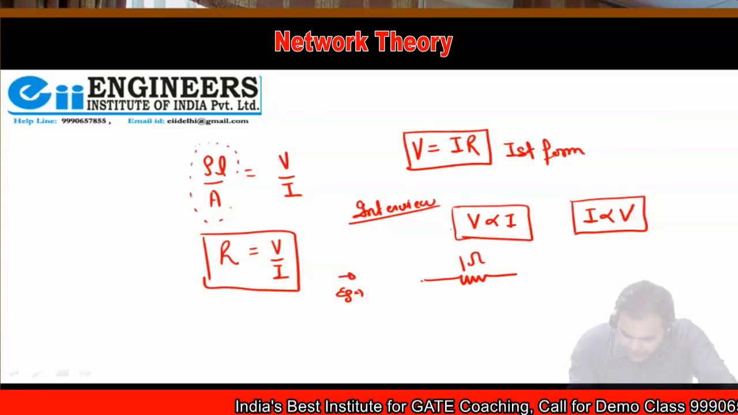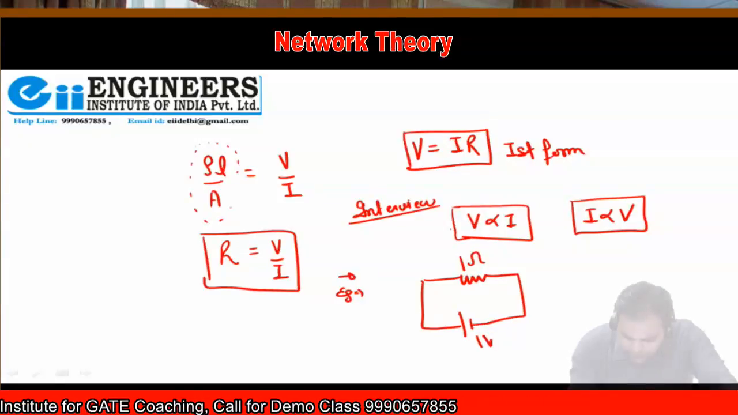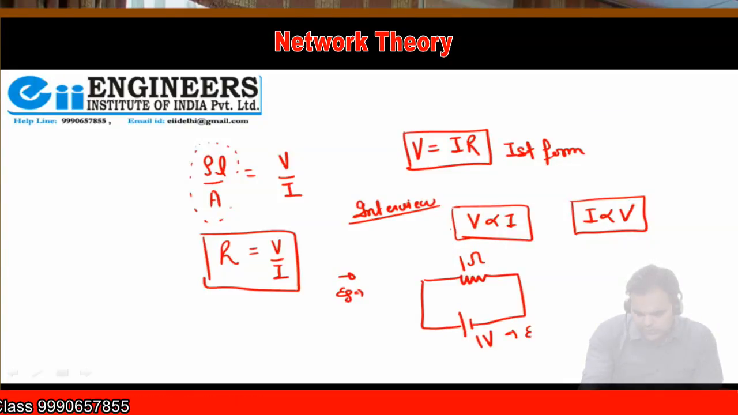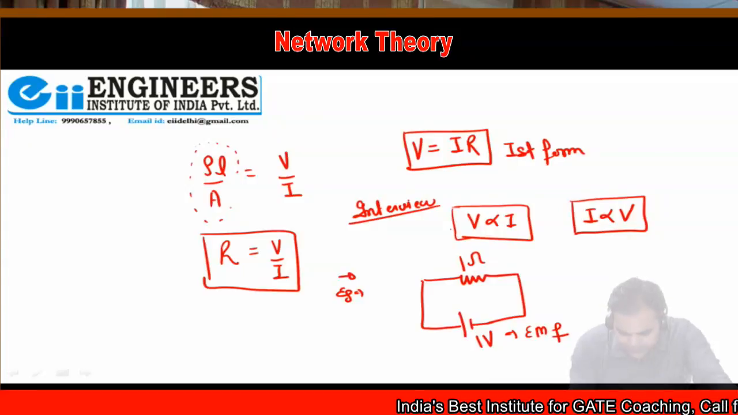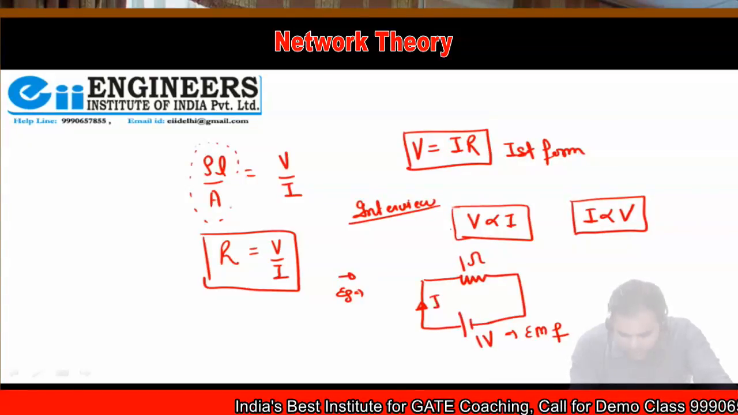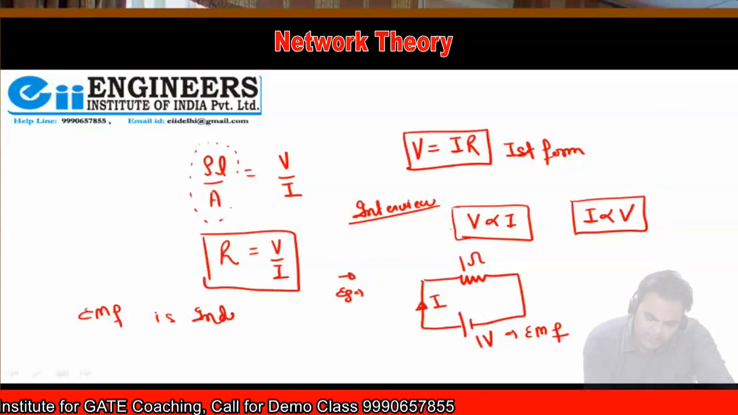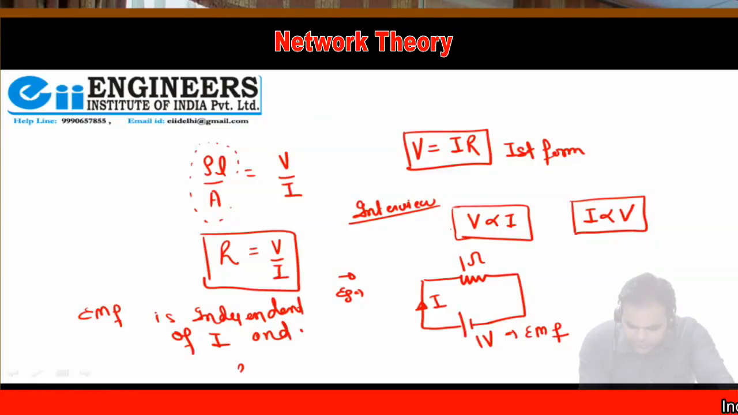This is a 1 ohm resistor connected with a 1 volt battery. Now, this 1 volt is called what? This 1 volt is called the EMF, which is independent of the resistance and the current magnitude, and the voltage magnitude. EMF is independent of I and V.